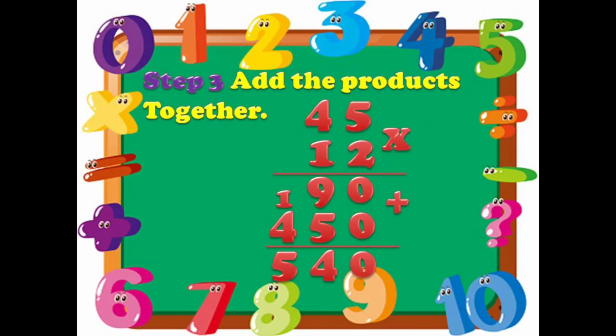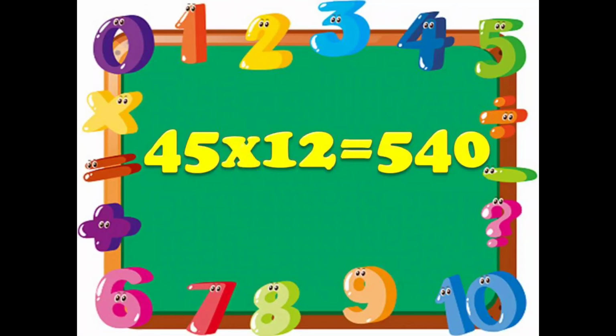Step 3, add the products together. So we will add 0 plus 0 equals 0. 9 plus 5 is equal to 14. So we will write 4, and we will write 1 on top of 4. And then 1 plus 4 is equal to 5. So the answer is 540. So 45 times 12 is equal to 540.